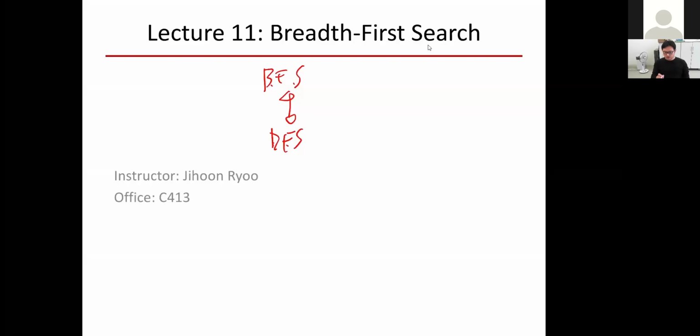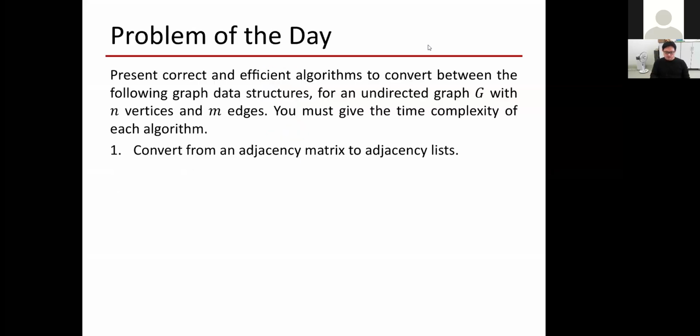Okay, so today we're going to talk about the BFS, breadth first search. And if you know it already, maybe take this chance as a review. So let's warm up our brain.